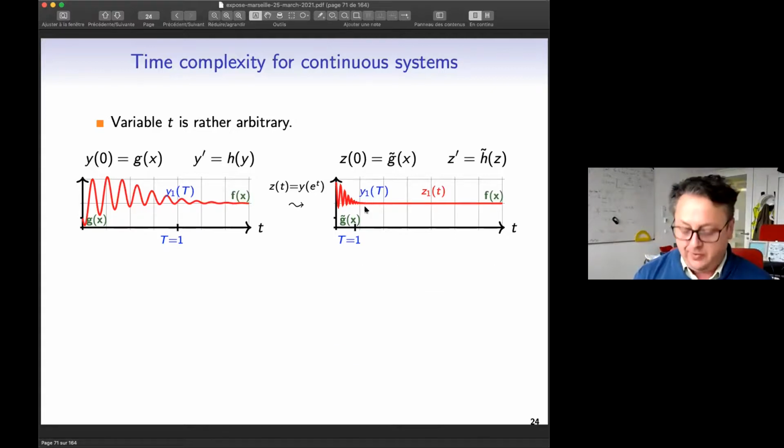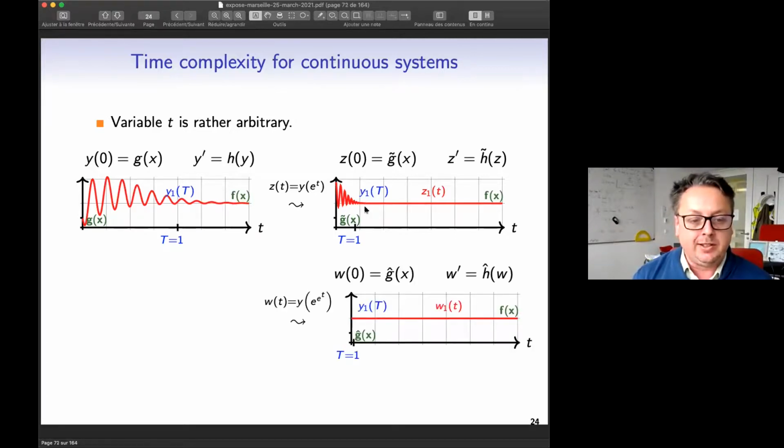And of course, if I did it once, I could do it twice. So I could do an exponential of exponential speedup, and actually I could even use tangent or arctangent, I never remember, but even contract the whole infinite line into a finite time.